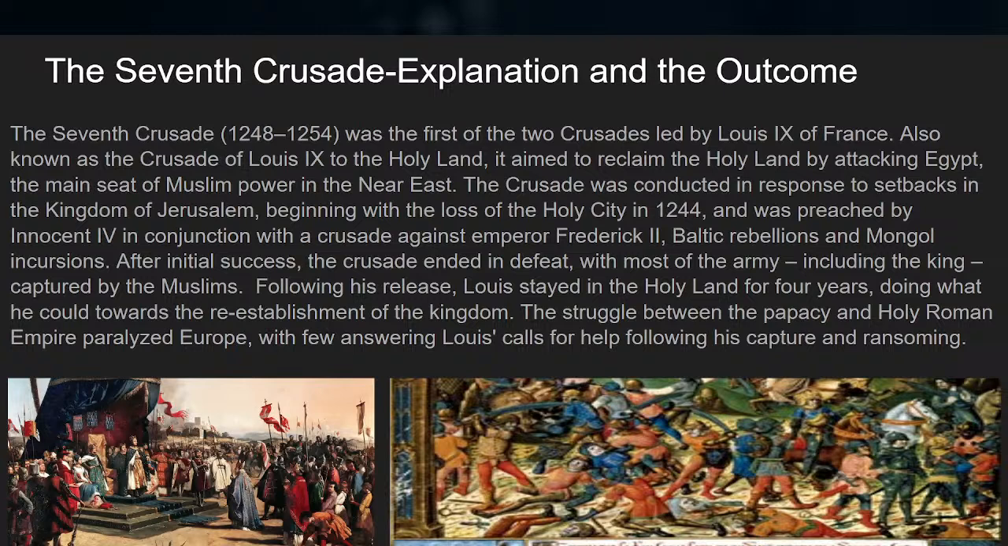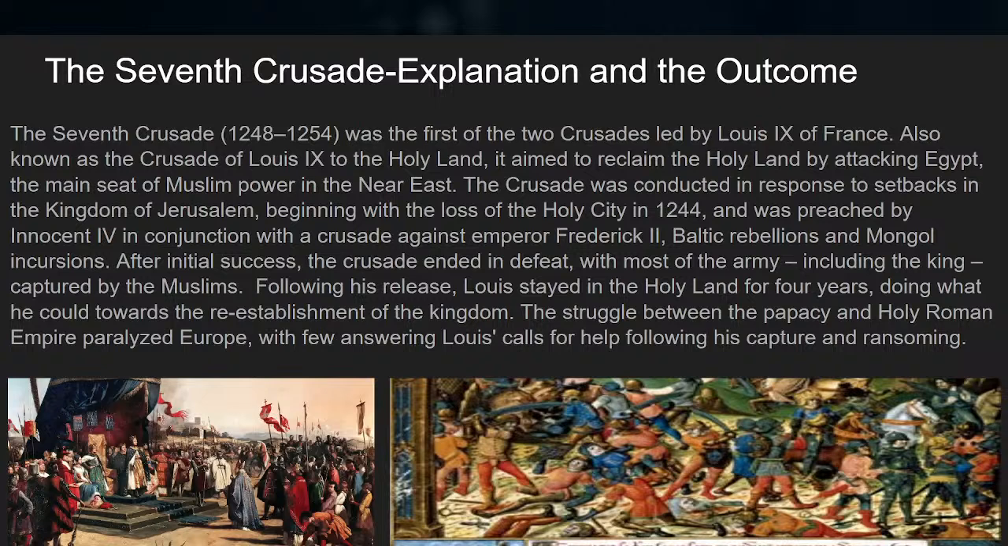The crusade was conducted in response to setbacks in the Kingdom of Jerusalem, beginning with the loss of the Holy City in 1244, and was preached by Pope Innocent IV in conjunction with a crusade against Emperor Frederick II, Baltic rebellion and Mongol incursions. After initial success, the crusade ended in defeat, with most of the army, including the king, captured by the Muslims.